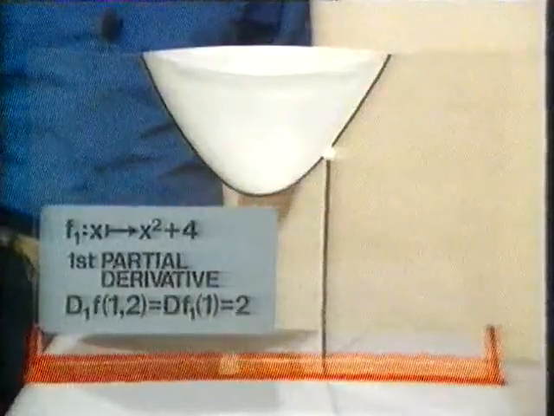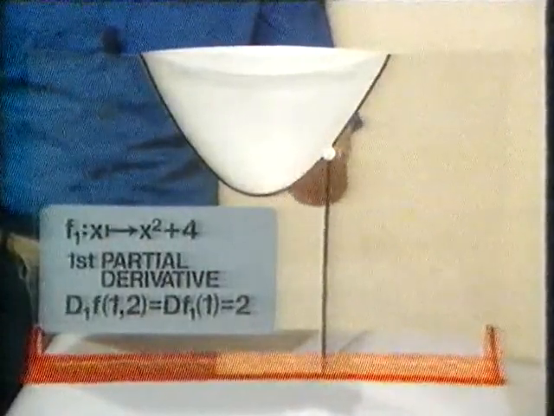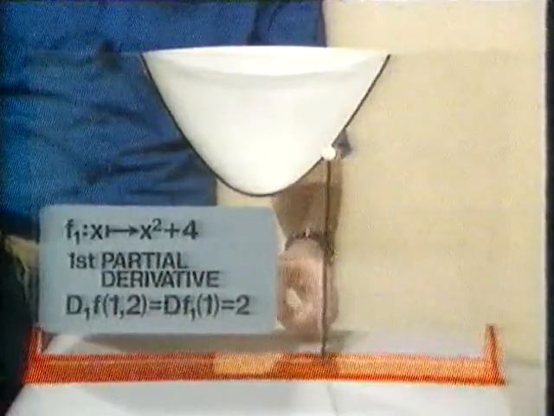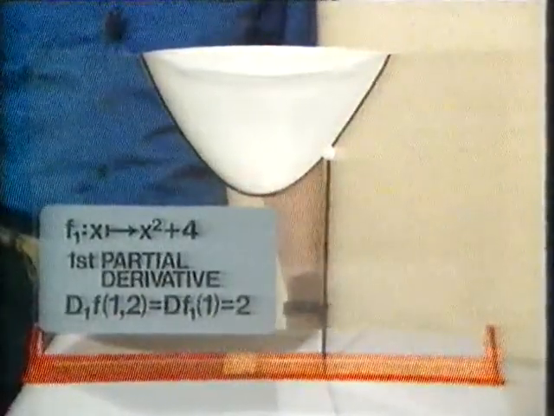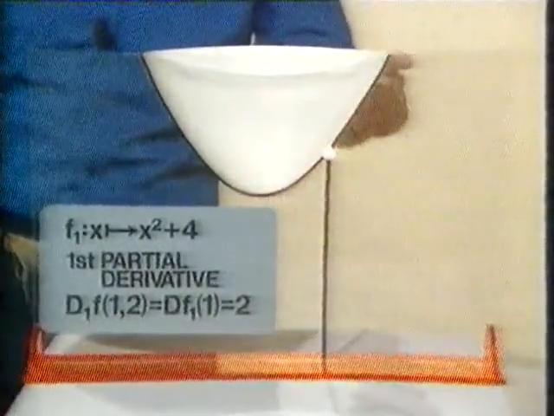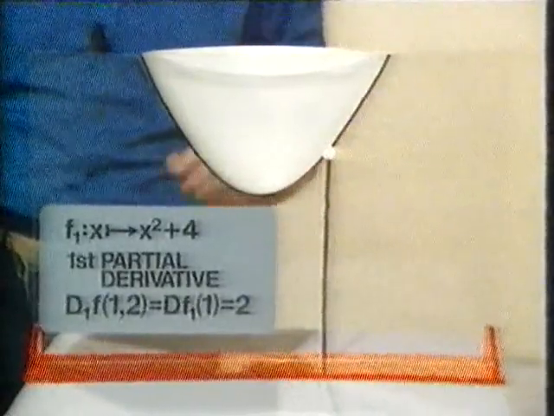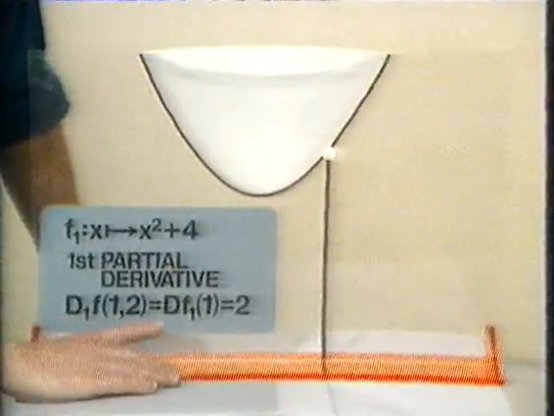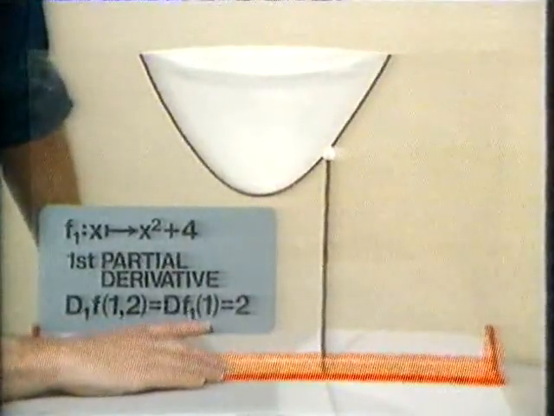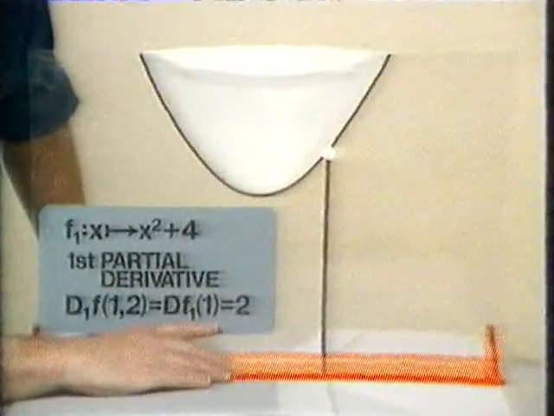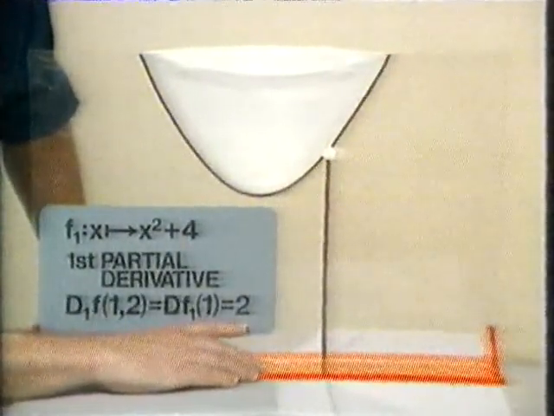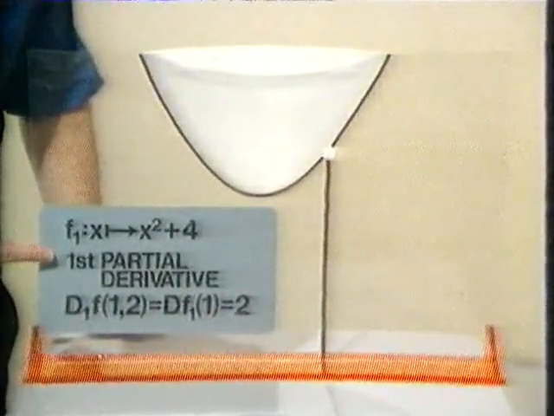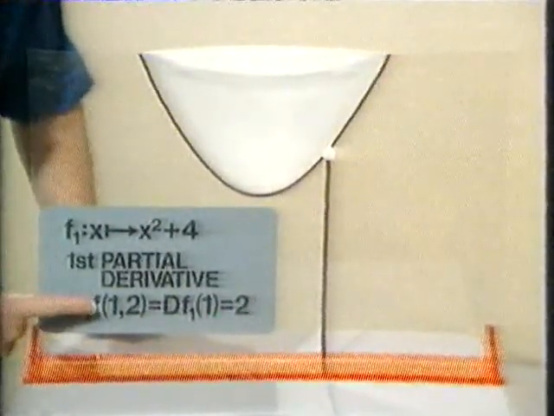And since we're interested in the behavior of the surface above the point (1, 2), we're interested in the behavior of this graph when x equals 1. And since we're interested in differentiation, we're interested in the slope of the tangent line here. Now, we know that the slope of the tangent is just given by the value of the derivative of this function when x equals 1. And we can easily calculate this value. It's 2. And we call this the value of the first partial derivative at the point (1, 2).